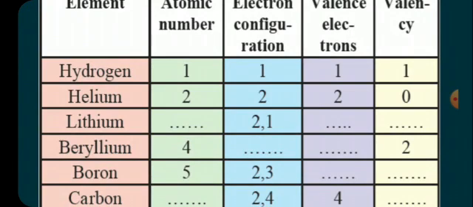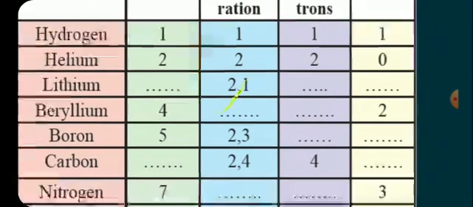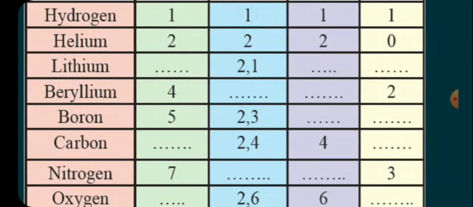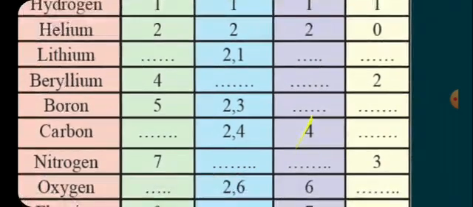Beryllium atomic number 4, electronic configuration 2, 2, valence electrons 2 and the valency is 2. Boron atomic number 5, electronic configuration 2, 3, valence electrons 3 and valency is 3. Carbon has atomic number 6, electronic configuration 2, 4, number of valence electrons are 4 and valency is 4.